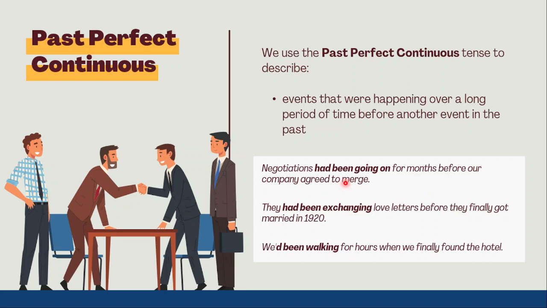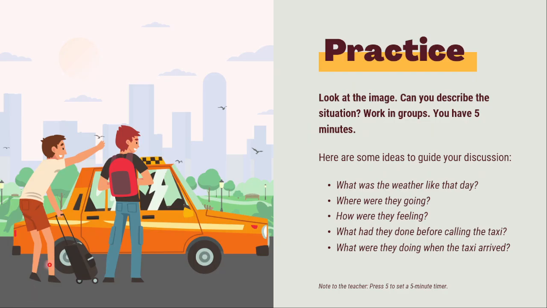So this is the past perfect continuous here. Another example is they had been exchanging love letters before they finally got married in 1920. And the last one is we'd been walking for hours when we finally found the hotel. So these are examples of the last tense we're talking about, the past perfect continuous. So that is the usage of the four tenses. We'll look at some practice now.